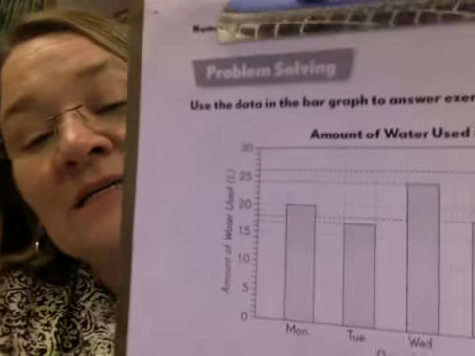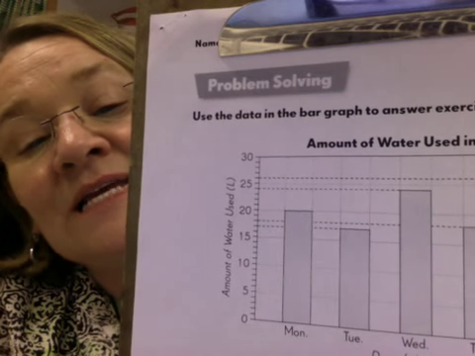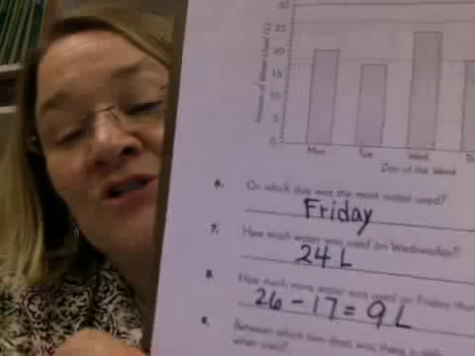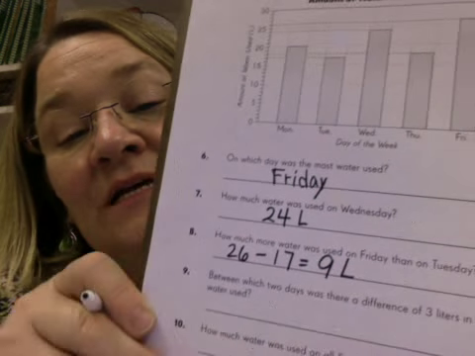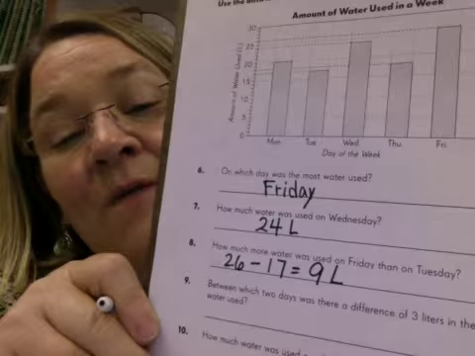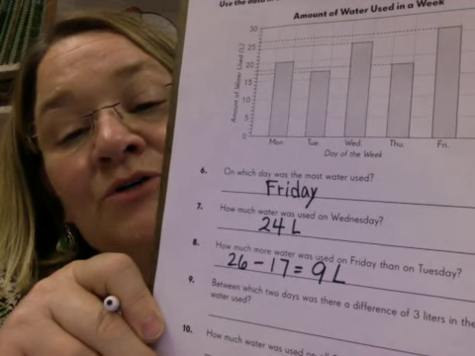So let's take our amount from Friday, which is 26, and we will take Tuesday's amount, which is 17. Let me put that up so you can see it. See how that's 17. So we'll have 26 minus 17, which will make 9. And again, let's remember to put our unit of measure, which is liters. There are 9 liters. That is the difference of how much was used on Friday compared to Tuesday.